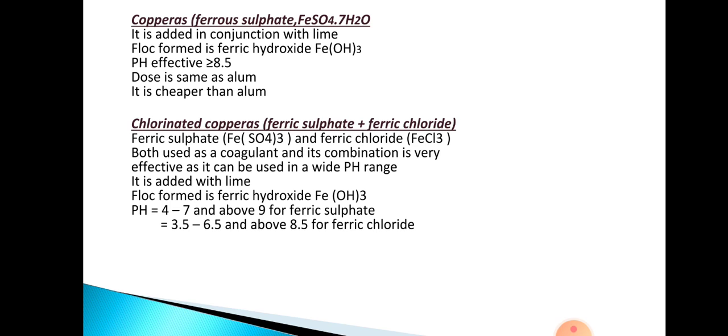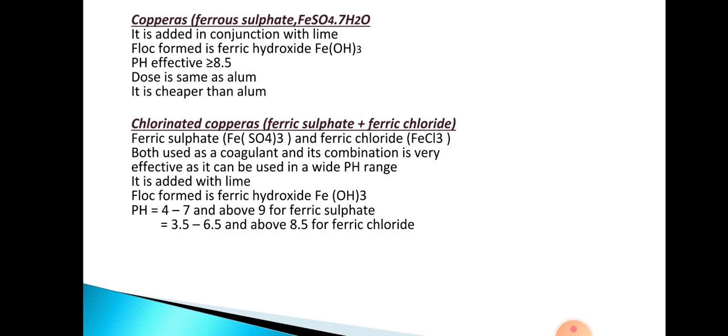Now coming to the next one, that is chlorinated copperas, that is ferric sulfate along with ferric chloride. Both will be used as a coagulant in combination, and this is also found to be very effective. One advantage is that it can be used for a very wide range of pH. Here also we add it along with lime, and the flock that is formed is ferric hydroxide. Like I said, it can be used for a wide range of pH, so this is one major advantage of using chlorinated copperas.